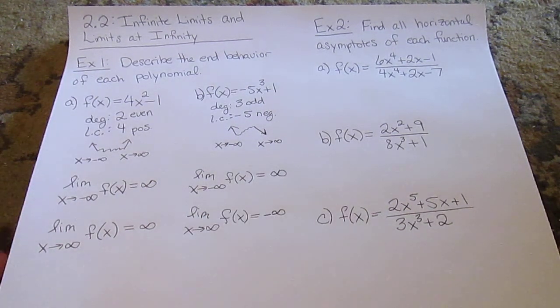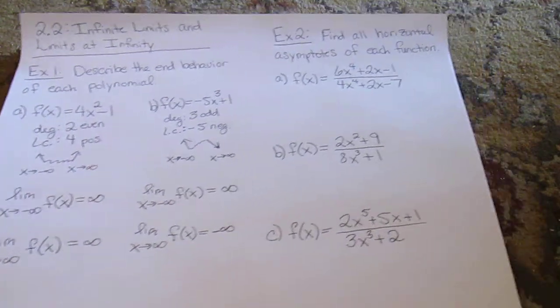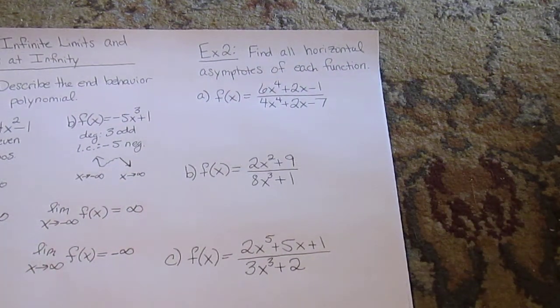Okay, let's take a look at example 2. In example 2, it says find all horizontal asymptotes of each function. Again, we reviewed horizontal asymptotes, so hopefully you remember the rules. We'll remind ourselves while we're doing these examples. So in the first one, I have 6x to the 4th plus 2x minus 1 all over 4x to the 4th plus 2x minus 7.